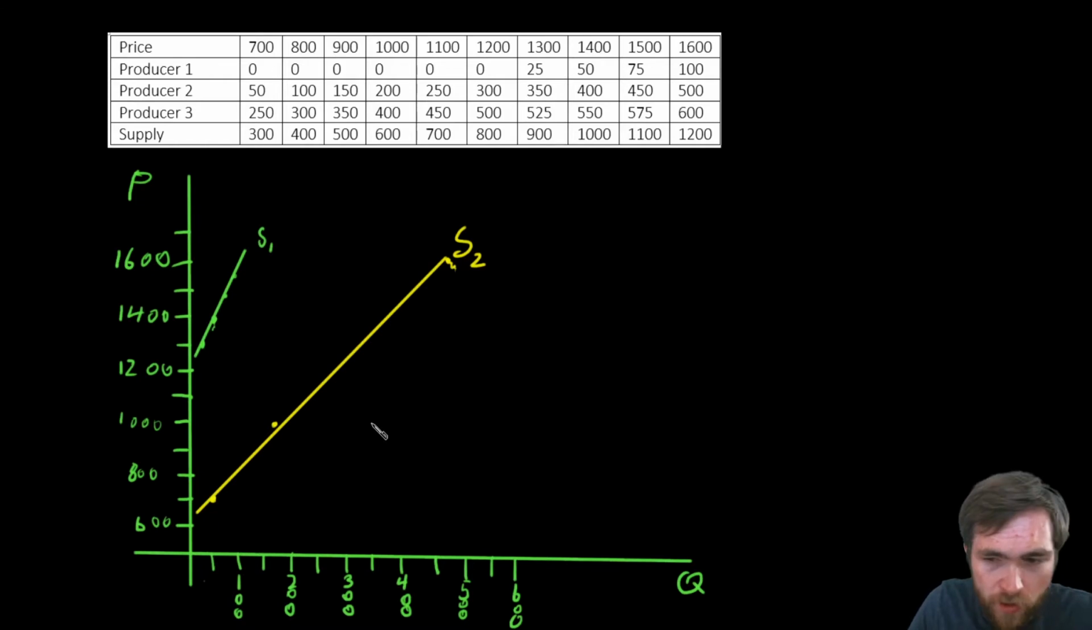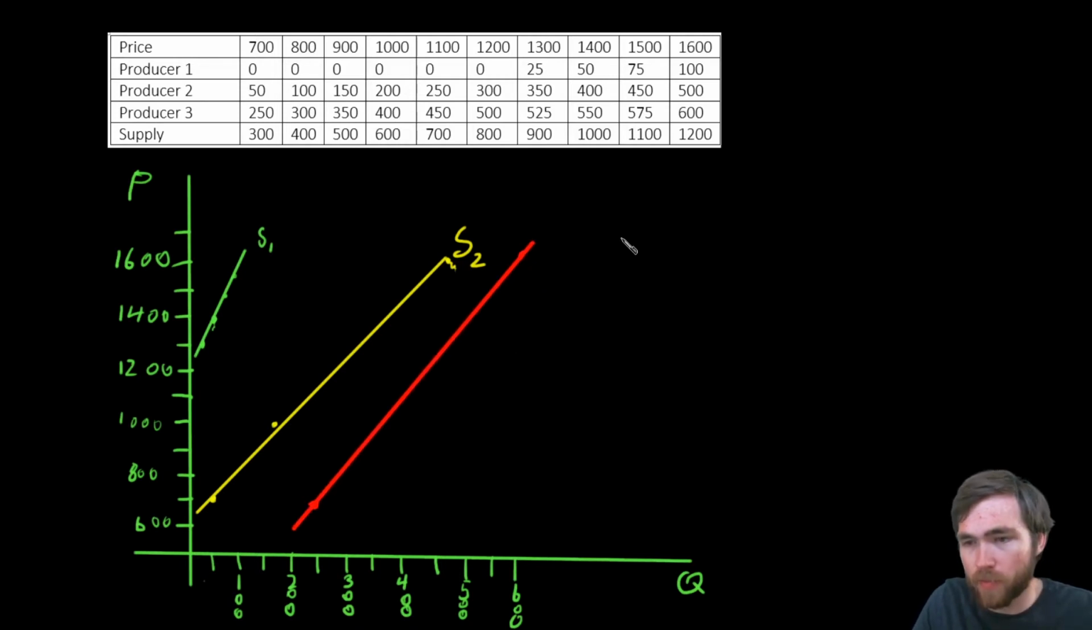And finally graphing the last individual producer supply curve. At a price of 700, they're willing to produce 250. They'll be the largest supplier, and at a price of 1600, they're willing to supply 600 bikes.